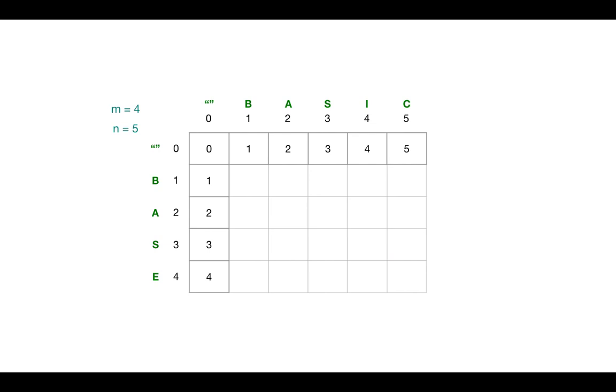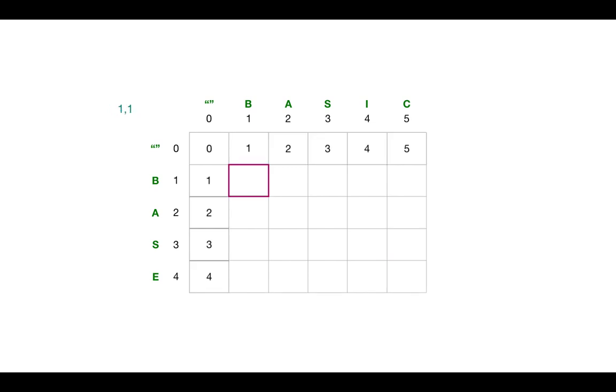Basically, at each index of this array, we will store the minimum number of edit operations that we can perform on a substring of string 1 to turn it into another substring of string 2. How are we going to do that? Let's understand.